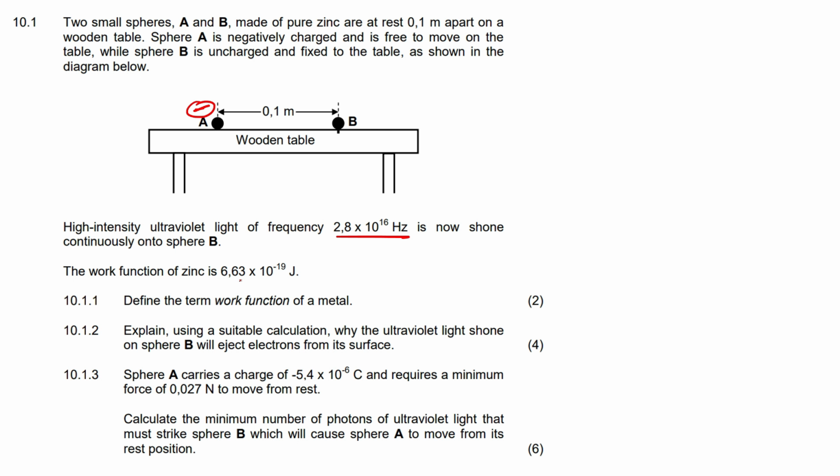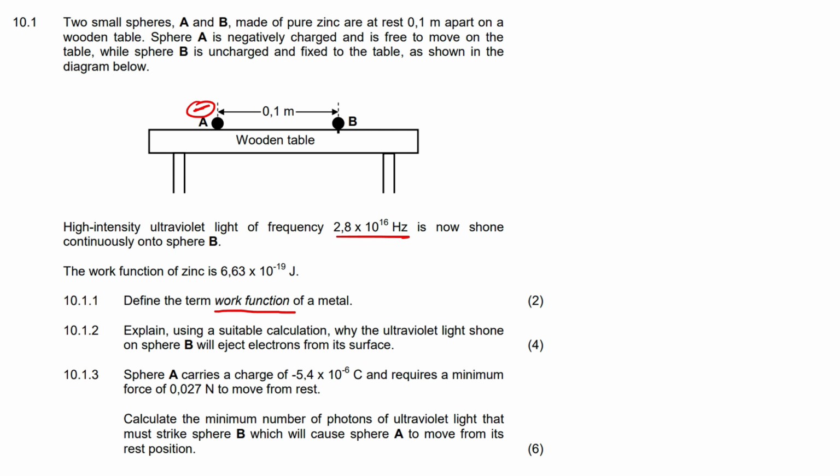The work function of zinc is 6.63 times 10 to the negative 19. Define the term work function. Okay, so remember, this is that whole section on photoelectric effect where you shine light onto a metal, and if the light has enough energy, it can actually remove electrons from the metal. So, how do you know if the light will be able to remove electrons from the metal? Well, the light has to have more energy than the work function of that metal.